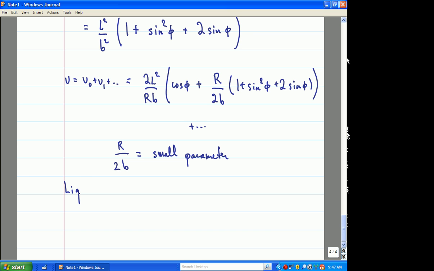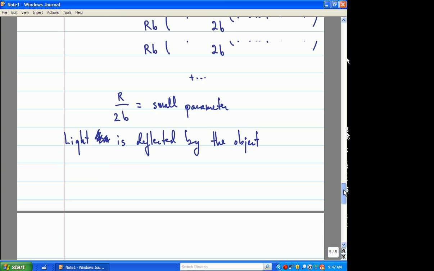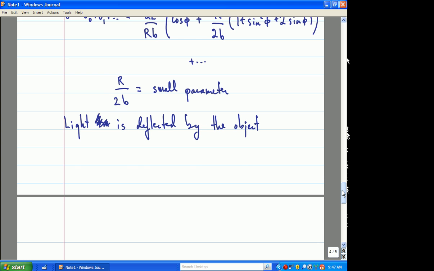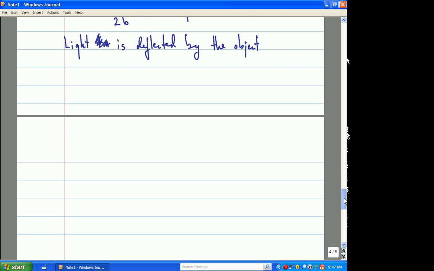So what does it look like? It looks like the light is going to be deflected by the massive object. So if you just graphed U as a function of phi, or graphed R as a function of phi, what would you get? Well, here, let me scroll down to the next page so that we have plenty of room.